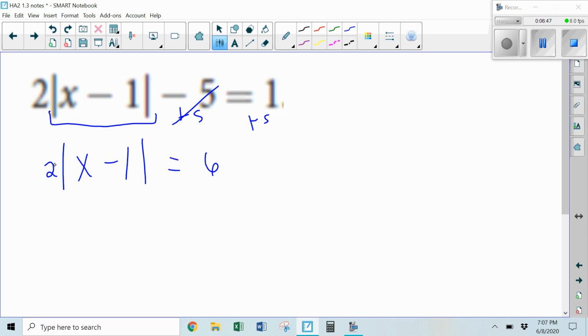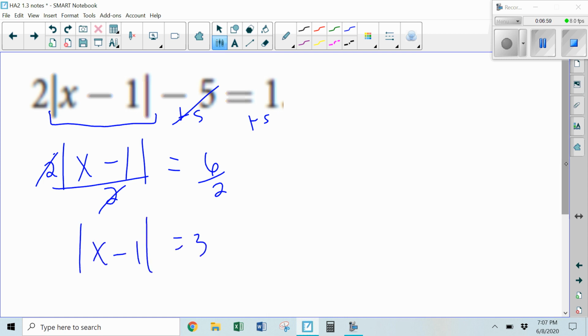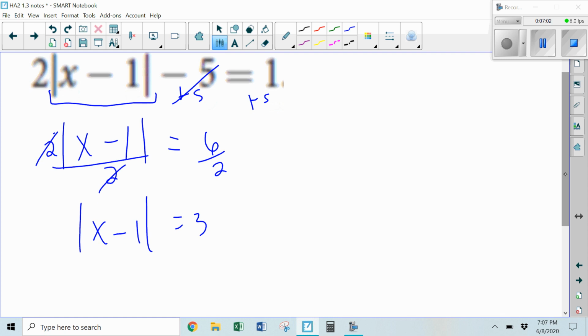Now, do not distribute. This is not parentheses. You're not going to distribute the 2. You're going to divide both sides by 2. Now we have isolated it. The absolute value is the only thing on the left side of the equation.